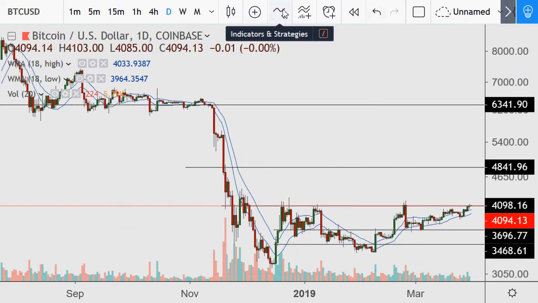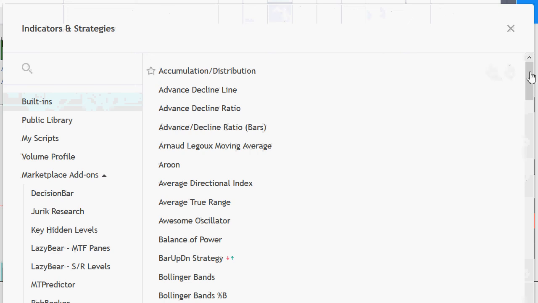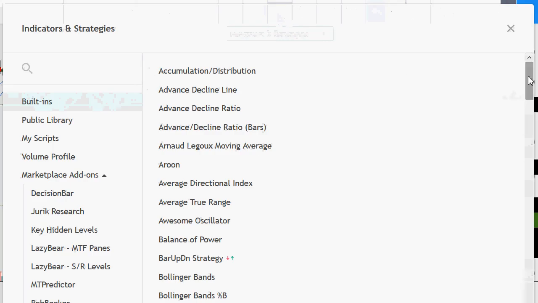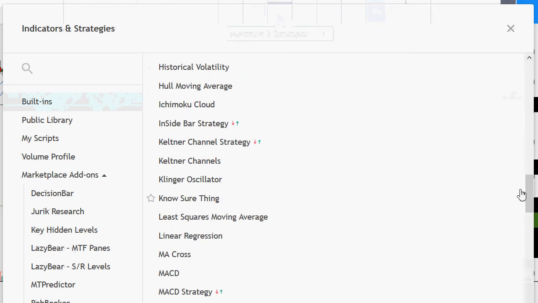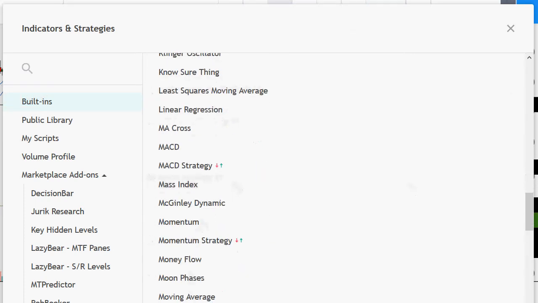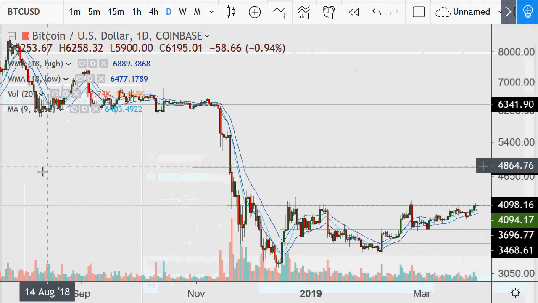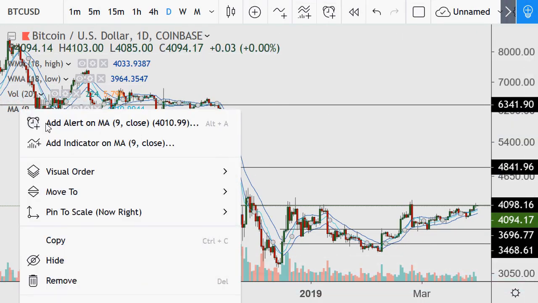Alrighty, so let's go to plus indicators again. Okay, I don't. Let's go to just moving average instead of VWAP now. Okay, so now let's edit it.